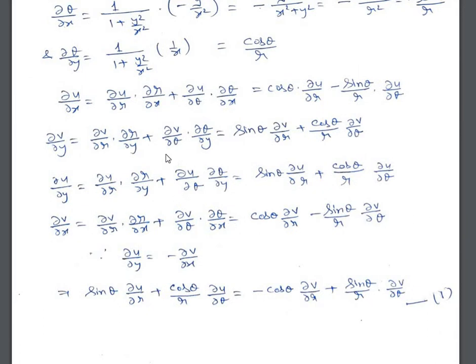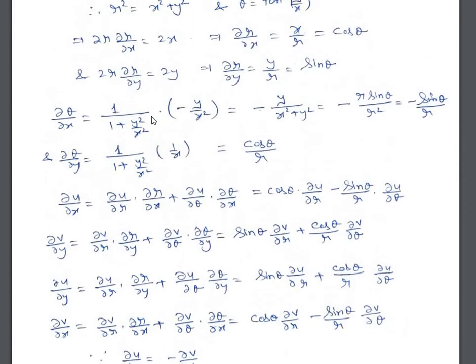Now we find out the four partial derivatives: del u upon del x, del v upon del y, del u upon del y, del v upon del x. Now what is del u upon del x? Del u upon del x is del u over del r into del r upon del x plus del u upon del theta into del theta upon del x.